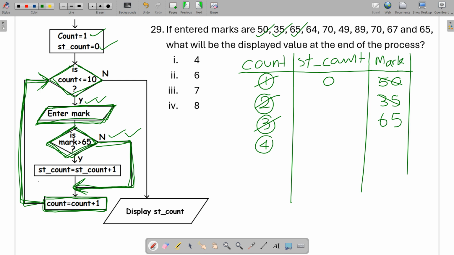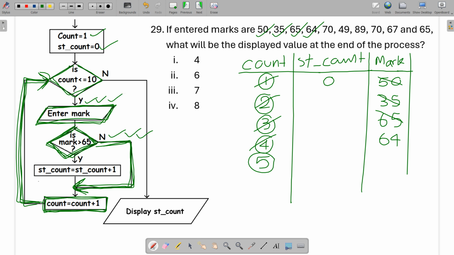And asks for a mark again. So now they are going to insert 64. So mark is going to be 64. And that mark will be checked over here. It is not larger than 65 still. And goes down and increases the count by 1. That means count is going to become 5. And goes up and checks the count again, which is still less than 10 because it is 5.